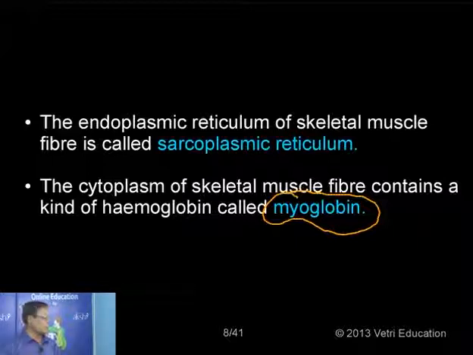If you compare the oxygen carrying capacity of hemoglobin, the red pigment, and myoglobin, myoglobin normally has more affinity towards oxygen than hemoglobin. It can carry more oxygen. This is most evident in the flight muscles of birds, because the muscles of birds need more energy for flight.